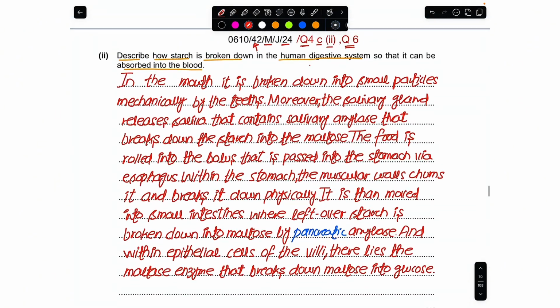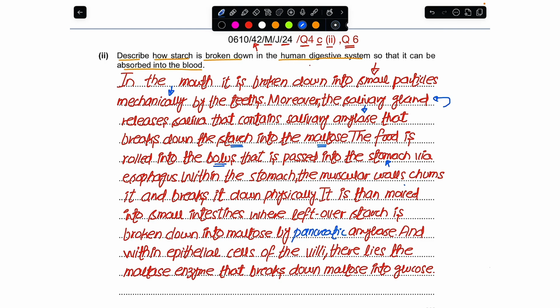So, if I were to simply read my answer: in the mouth, the starch is broken down into small particles, and that would be equivalent to the mechanical breakdown by the teeth. At the same time, within the mouth, the salivary gland releases saliva, which has salivary amylase in it. The salivary amylase would break down the starch into maltose, and then the food is converted into the bolus, and finally it would be brought to the stomach via the esophagus.